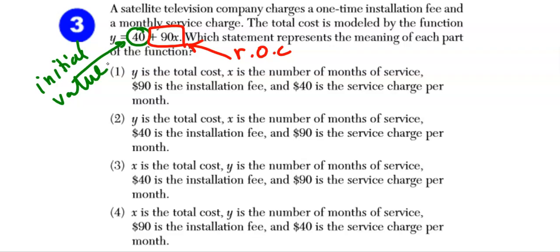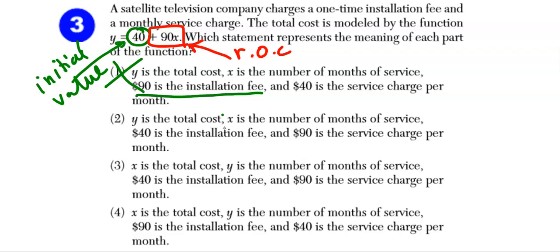So now that we know where each piece goes, we can interpret its meaning, which is what they're asking. Y is the total cost, X is the number of months of service, 90 is the installation fee. So if that's the installation fee, they're saying that this is the initial value. And if you look carefully, we can see that it's not. The constant value is 40. So this one is wrong.